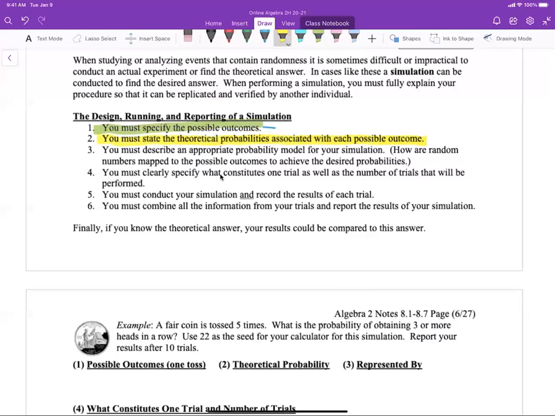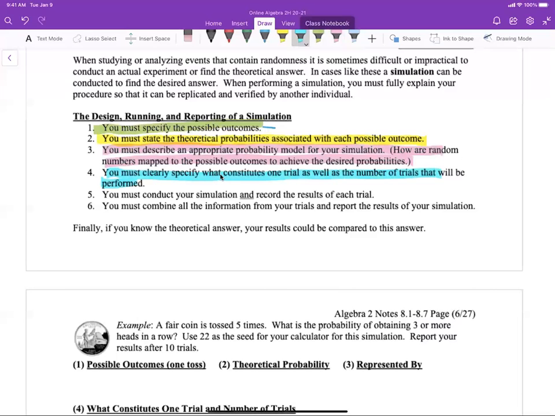You must describe an appropriate probability model for your simulation. How are random numbers mapped to the possible outcomes? Maybe you'll assign 1 for heads, 2 for tails, and you will use your random calculator to generate a list of numbers between 1 and 2 randomly. So you have to give a legend, so to speak. You must clearly specify what constitutes one trial, as well as the number of trials that will be performed. So that depends on the experiment and what they're asking for. How many trials must you do?